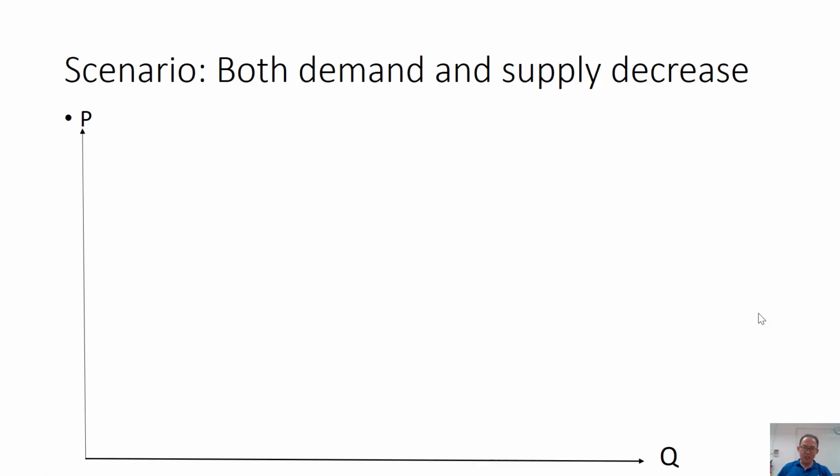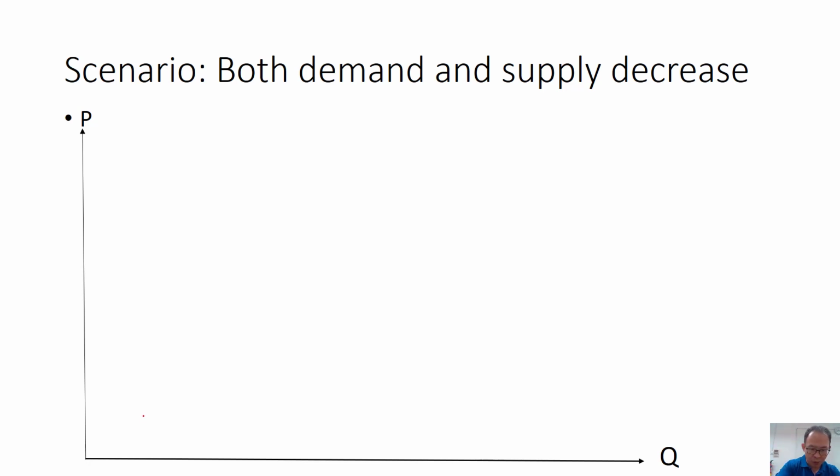Tan. So in the last video, I've shifted both the demand curve and the supply curve to the right. We have basically increased both demand and supply. So in this next video, we'll explore the opposite scenario. What happens to the price and quantity when both the demand and supply decrease?